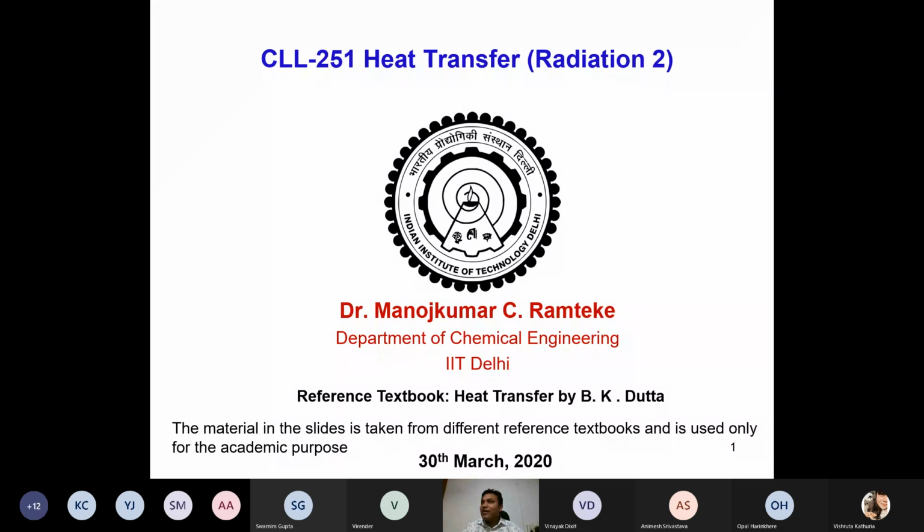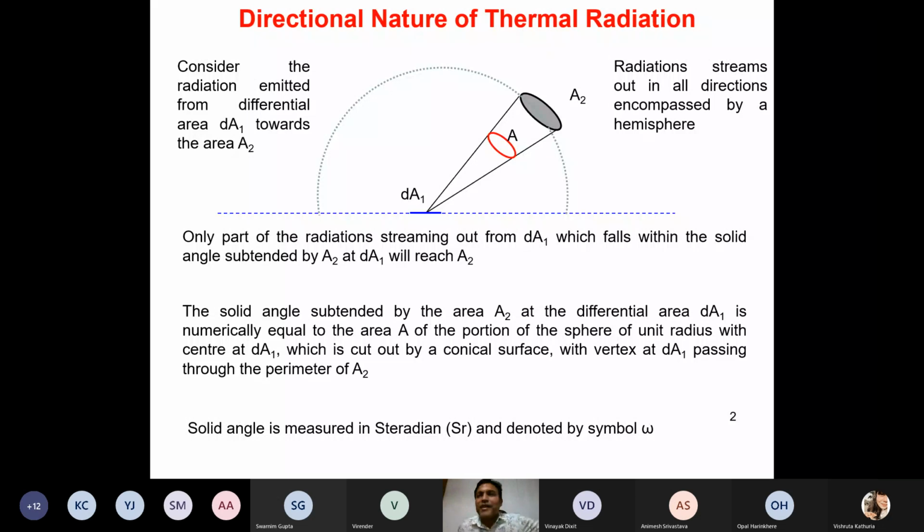But whenever we have real radiative heat transfer systems, the bodies are not infinitesimally long, and in such cases the directional nature of the radiative heat transfer becomes extremely important. So how much radiation emitted by one body is actually intercepted by a second body, this particular fact is extremely important. Okay, so let us look at the directional nature of the radiative heat transfer.